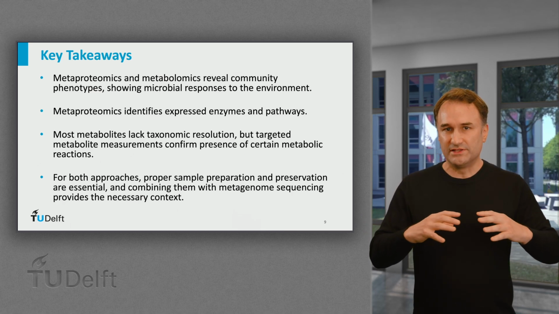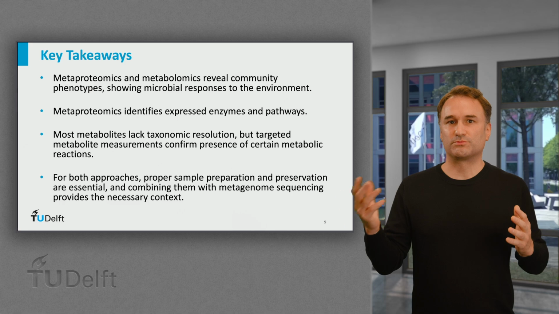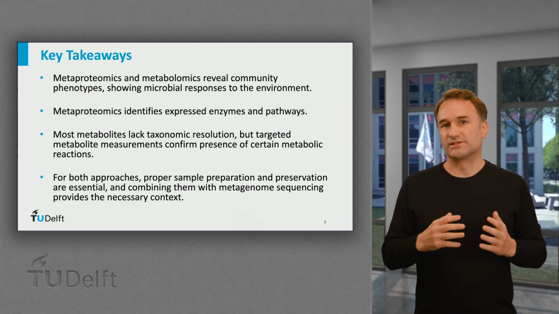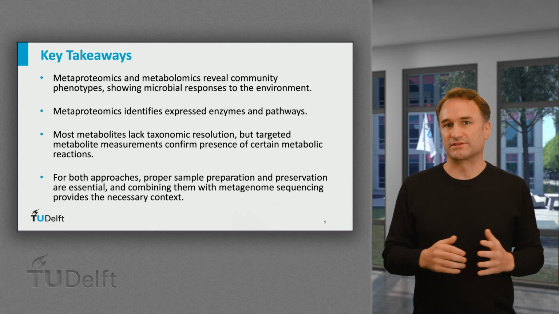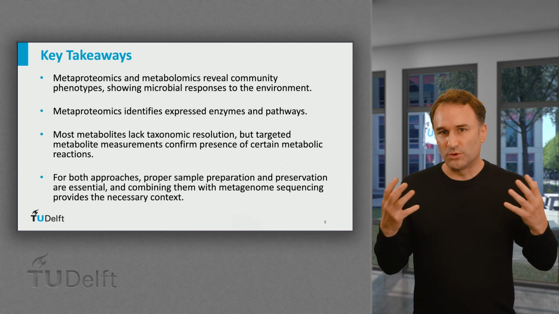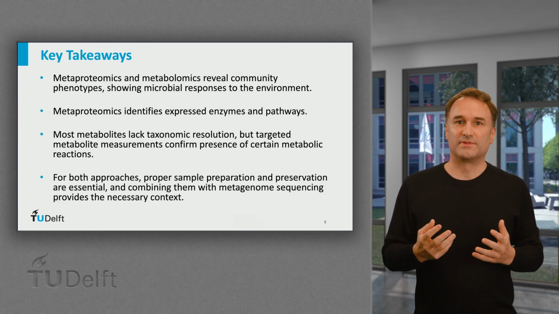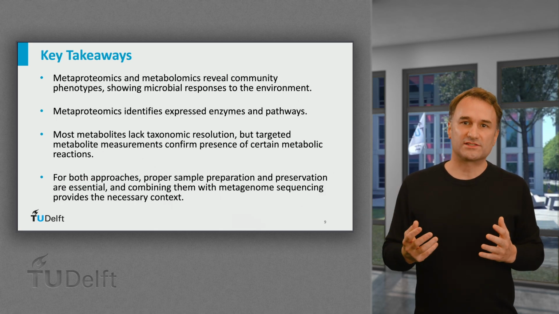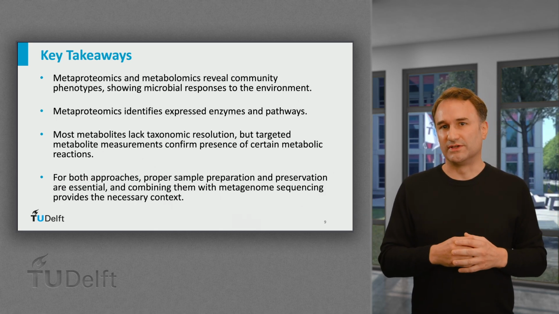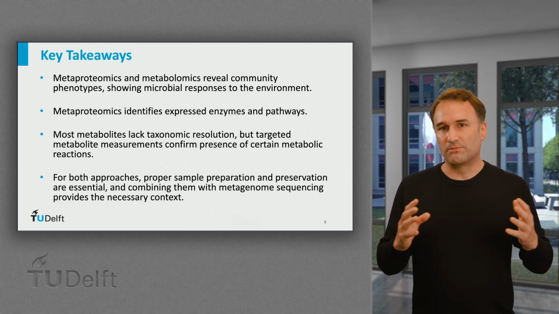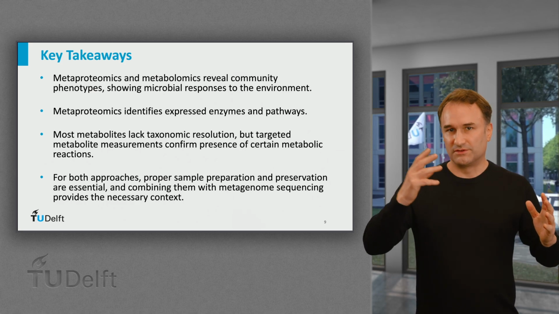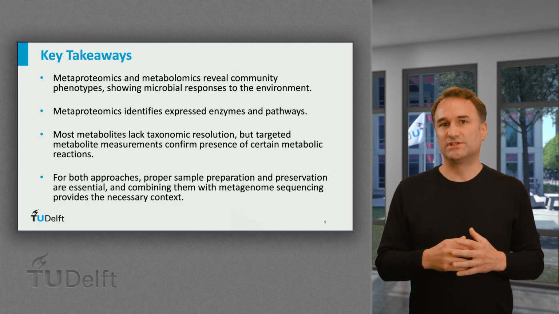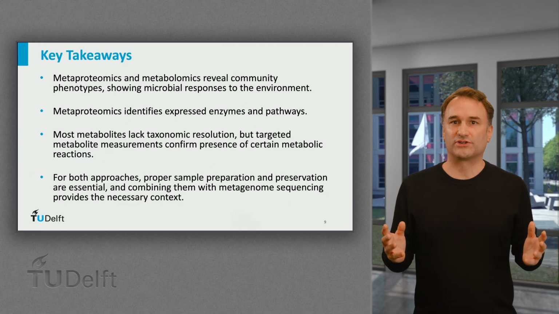Metaproteomics and metabolomics reveal the phenotype showing how microbes respond to their environment. And more specifically, metaproteomics tells us which enzymes and pathways are actually expressed. On the other hand, while most metabolites do not provide taxonomic information, targeted metabolite analysis can be very useful for confirming the presence of specific metabolic conversions within a community. For both approaches, however, sample preparation, including preservation, is very critical, and combining them with whole metagenome sequencing is essential to provide biological context.